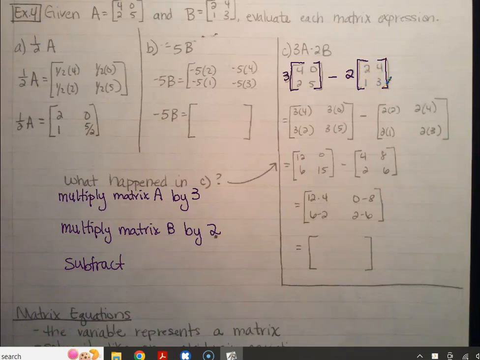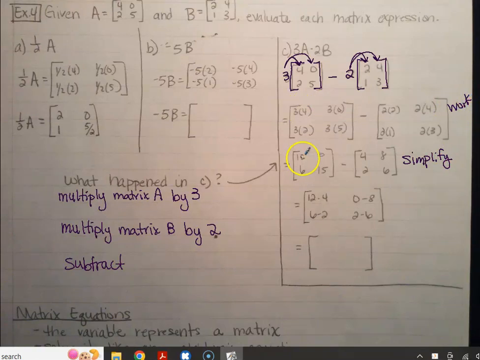All right, so first of all, I need to start distributing the scalar. So we have 3 times 4, 3 times 0. In the second row, we have 3 times 2 and 3 times 5. And then we're going to distribute the 2 to matrix B. So in the first row, I have 2 times 2 and 2 times 4. In the next row, I have 2 times 1 and 2 times 3. All right, this next step, I just simplified. Here I have my work, and now I'm going to simplify.